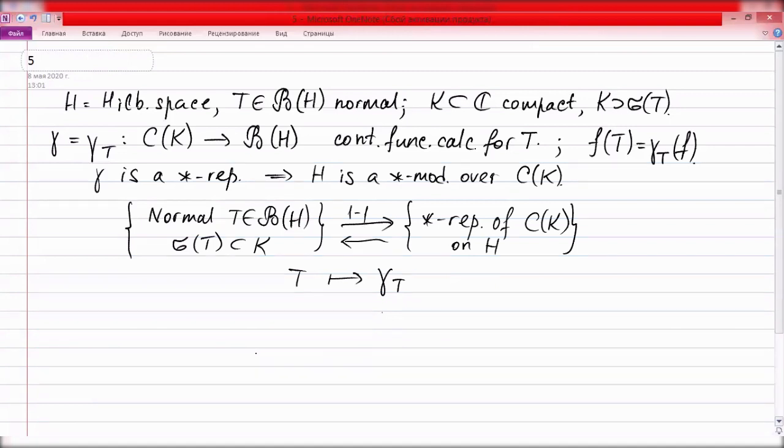If pi is a star representation of C(K), then we can just take the operator pi(t), where the little t is the coordinate, that is, the inclusion map of K into the complex plane. So these two maps are inverse to each other, and so we get a one-to-one correspondence between normal operators on H, such that the spectrum of T is contained in our compact set K, and the collection of all star representations of C(K) on the same Hilbert space. So this representation theoretic point of view is very useful.